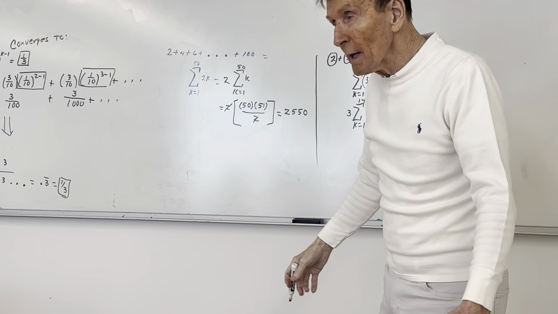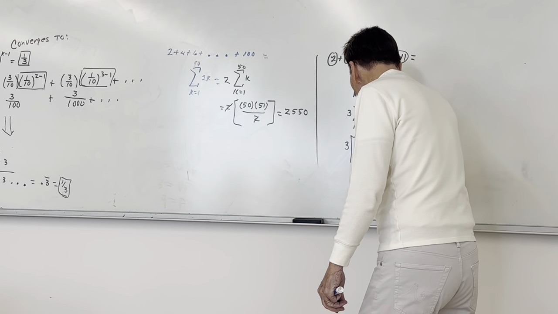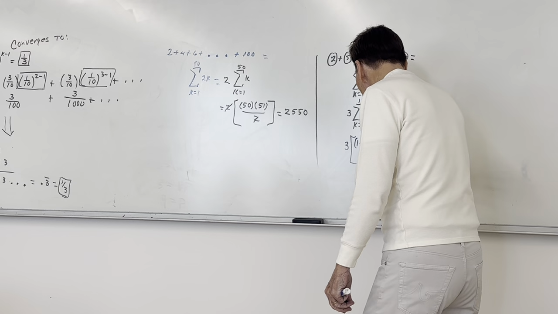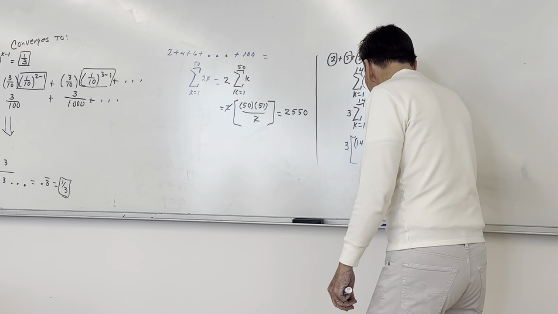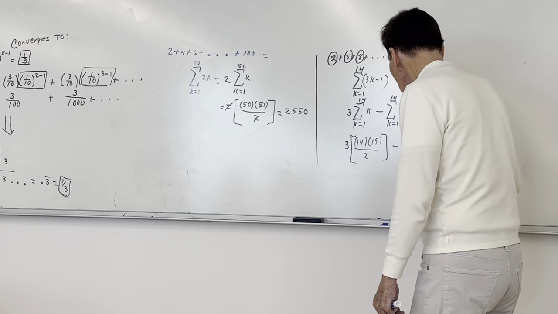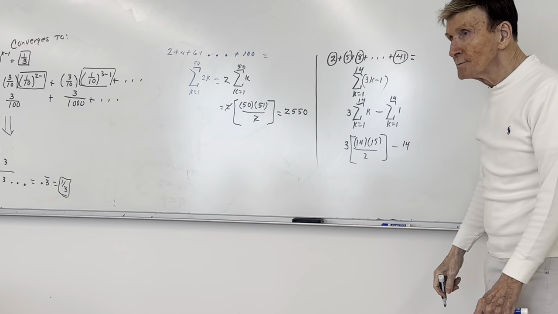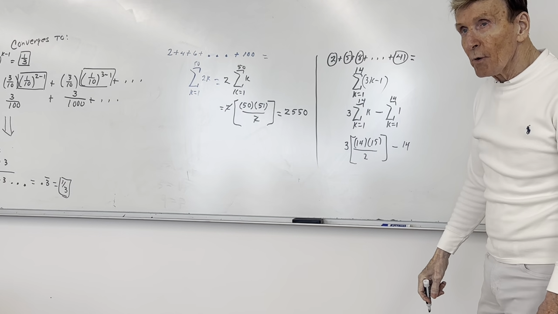True? Split up. Now this becomes 3 times, and here comes Mr. Gauss's formula again. It's going to be 14 times 15 all over 2. The last one's a gift. It's what? 14 times 1, which is 14. With the help of the formulas.